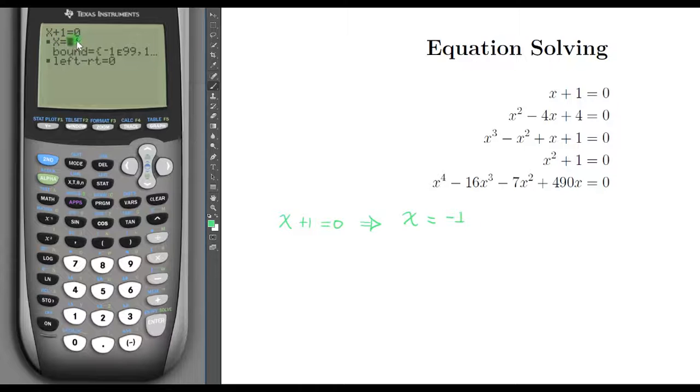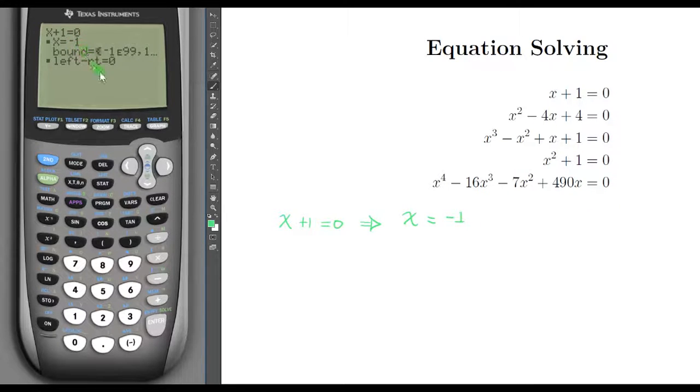If you do that, it's going to give you x equal to -1, which is exactly my solution, and it's going to say left minus right equal to 0. This means that it went from left of the zero and right of the zero, and it found that the solution was -1.